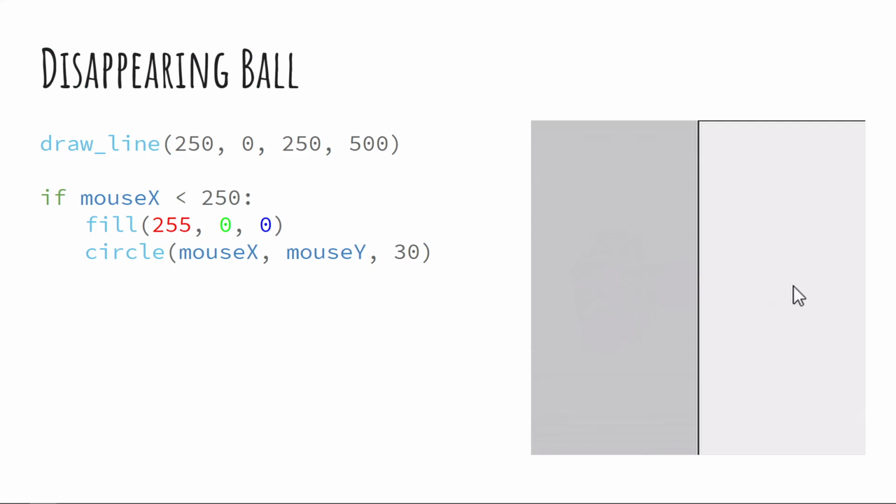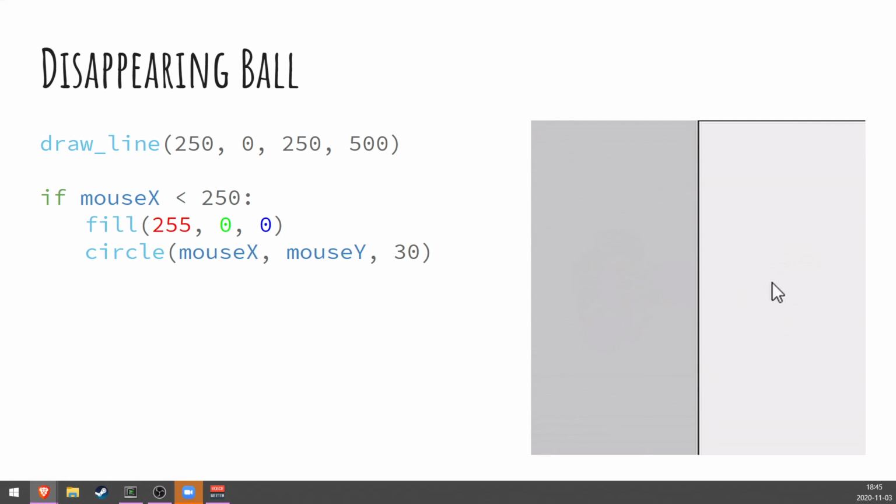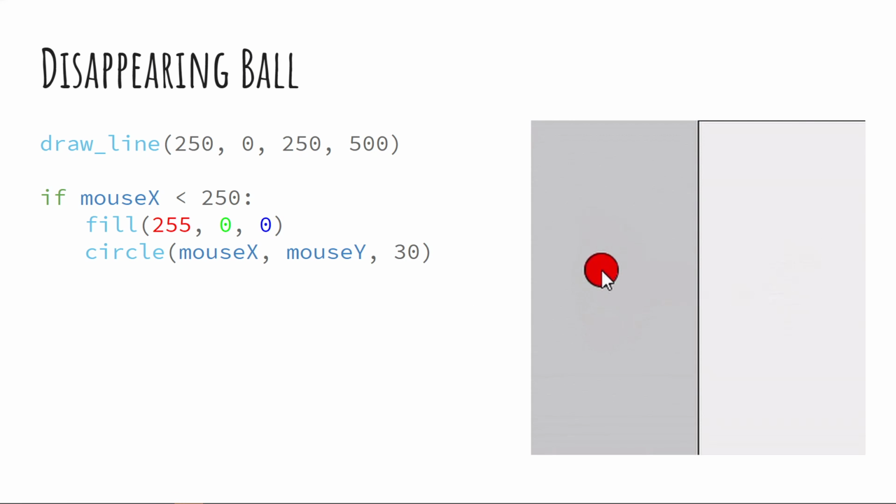So we have here another example using if statements to make a disappearing ball. If we draw a line down the center of the screen, then we can show: if mouse X is less than 250, meaning it's on the left half of the screen, then we will fill it with red, 255, 0, 0, and then we'll draw our circle. Otherwise, we don't do anything, right? We don't have an else condition, and we don't have any code after that.